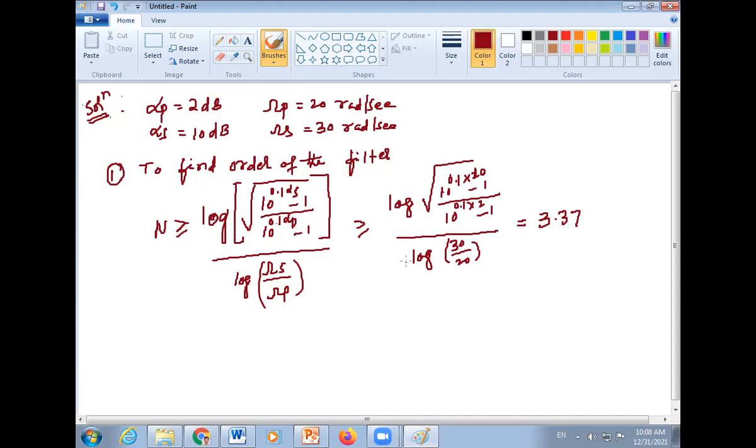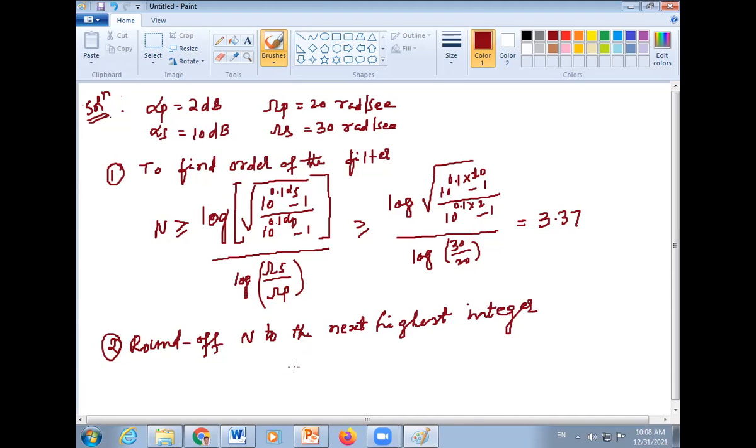As we need to round off, that is our step 2, we round off n to the next highest integer, which we write as n equals 4. So this is how we calculate the order of the filter.